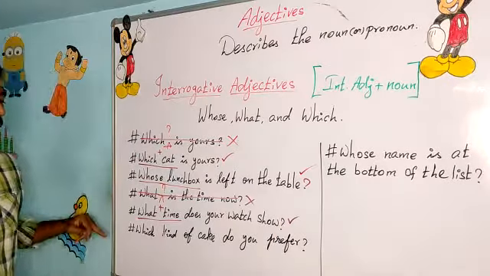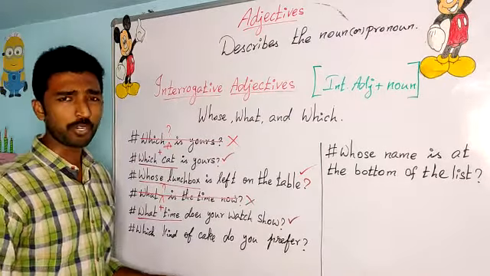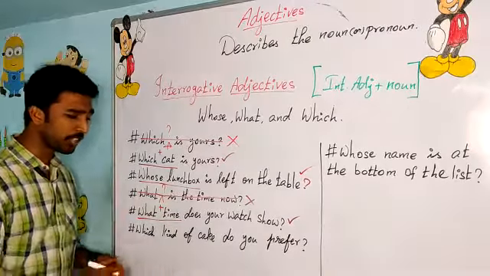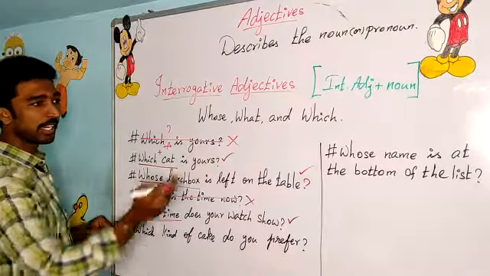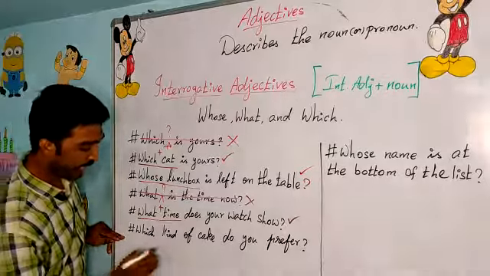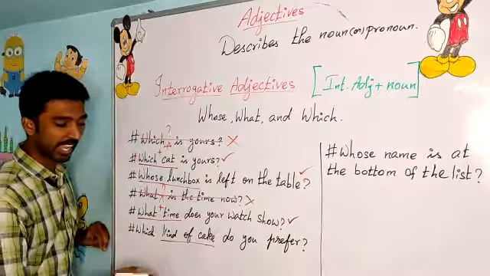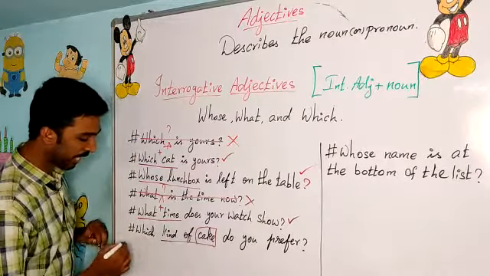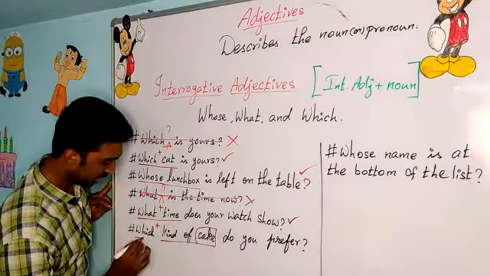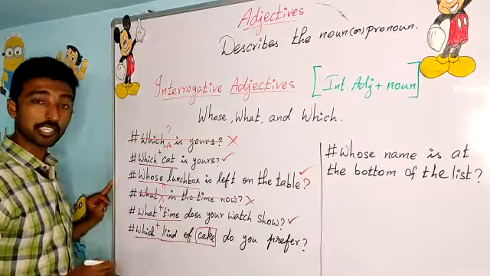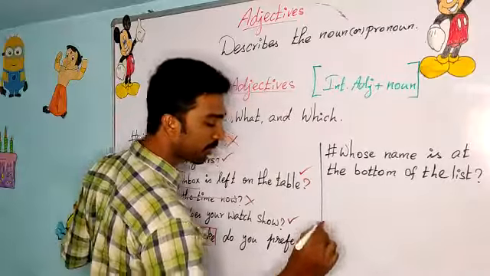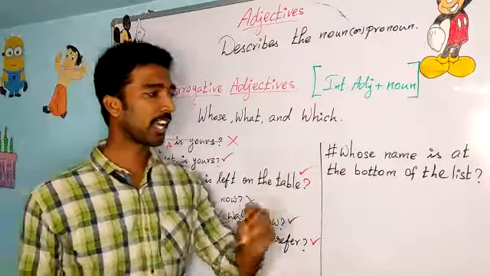The next one: Which kind of cake do you prefer? Which, interrogative adjective followed by a noun. Which kind of cake? Which plus noun. Yes, it's an interrogative adjective. Clear? Next, the last one.